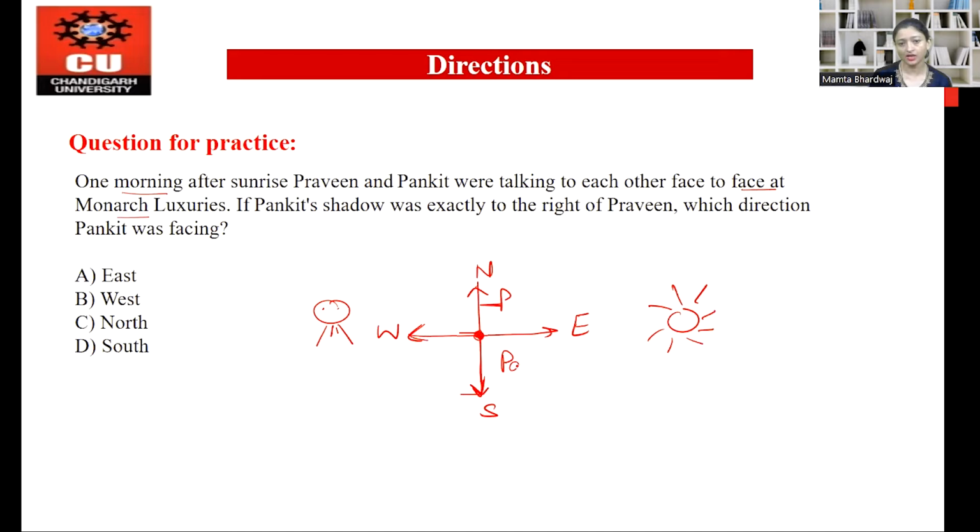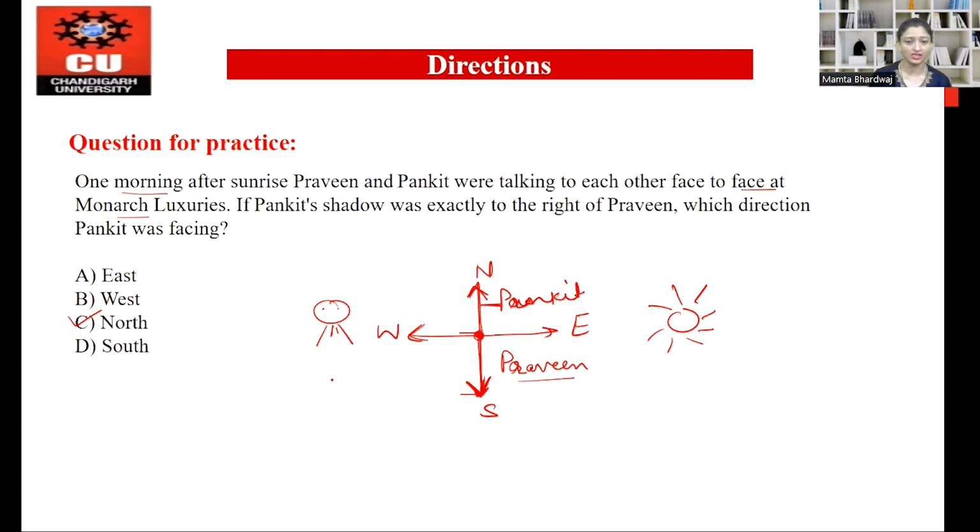It means Pankit's shadow is this, and that is on the right hand side of Praveen. It means Praveen is facing this direction, south. Praveen is facing south direction and Pankit is facing north direction. So we have to find out which direction Pankit was facing. So Pankit was facing north direction.